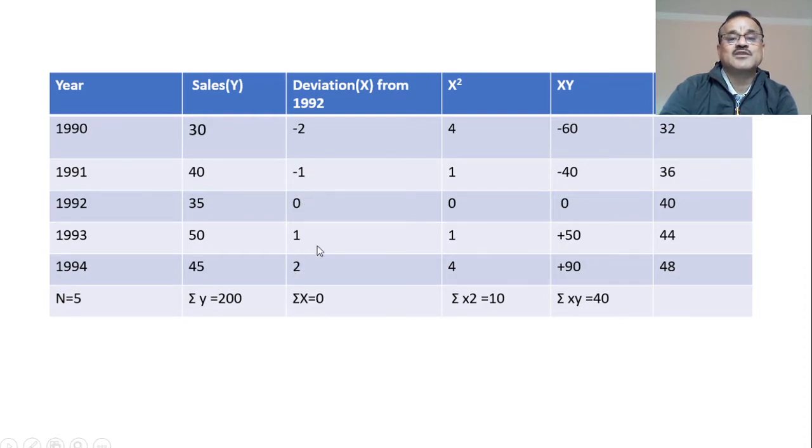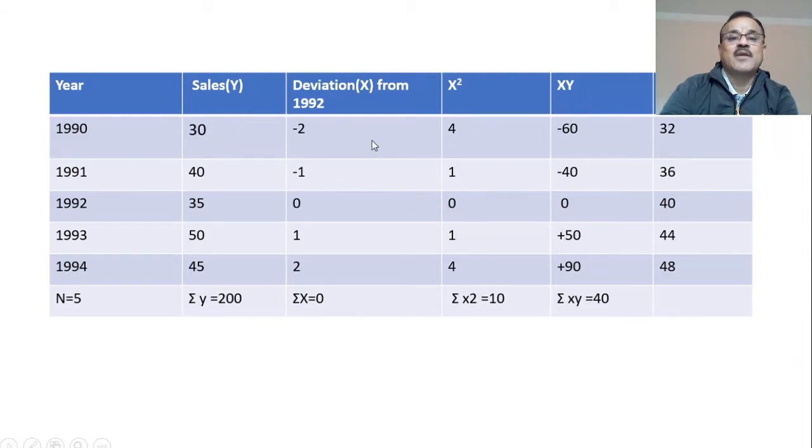Adding minus 2, minus 1, minus 3, and plus 1, plus 2, the minus 3 and plus 3 become 0. So summation of x is equal to 0. For x square: minus 2 square is 4, minus 1 square is 1, 0, 1, 4. Summation of x square is equal to 10.